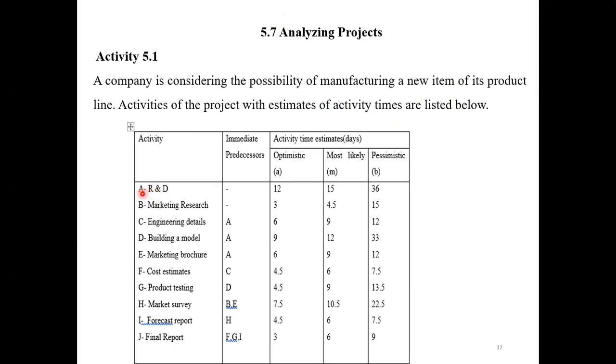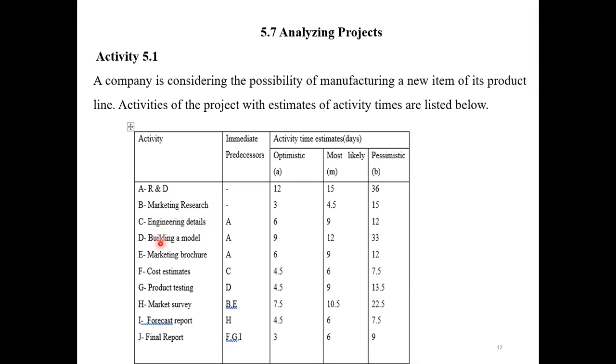Now these activities, A, B, C, D, E, are just names for the activities, in some logical order. What is the activity? A is research and development. What is B? Doing the marketing research. What is C? Getting engineering details.